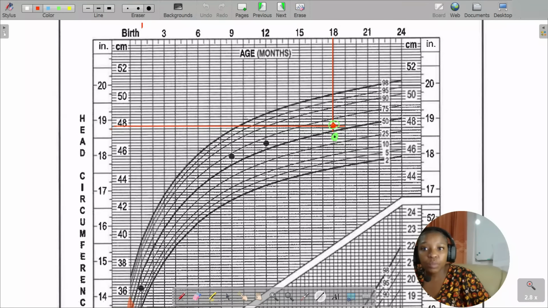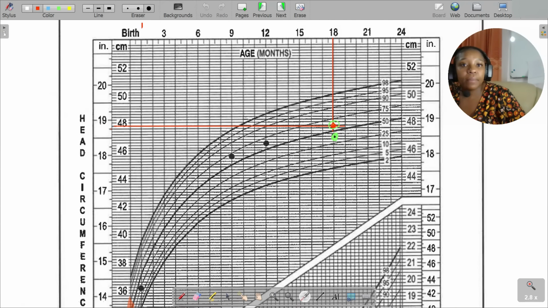Okay, if we had to plot 48 centimeters at 18 months, you'll see that here we are reading all the centimeter values and here we are reading all the inches, right? So 48 centimeters is there, right? So that's 48 centimeters, and then connect that with 18 months. You'll find that the intersection is there. So the point where these two lines intersect tells us that that's that boy's point.